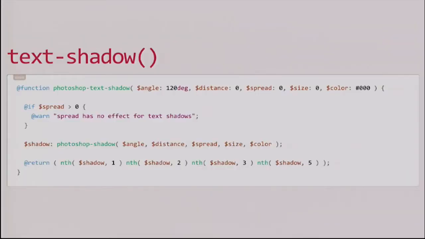And so we can do the same thing for text shadow. We'll go over this quick. It's kind of a freebie because it's all the same math. The only difference is that for some reason CSS text shadows don't support the spread property. So if you want to be a nice developer, you can warn people if they try to use the spread. It still lets SASS compile, but it comes up in the command line that, hey, you're doing something that's not supported.